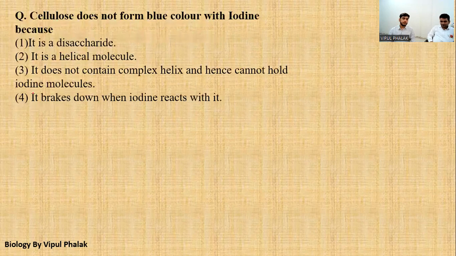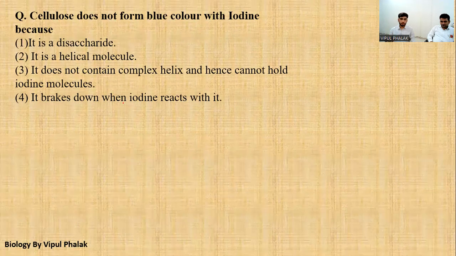Next question we got, cellulose does not form blue color with iodine because the phenomenon of showing blue color is due to some molecules like starch having a helical structure which holds iodine, and after it is held it shows blue or black color. So cellulose does not contain that helical structure, therefore it cannot hold iodine, which does not show blue color. Therefore, the third is correct.